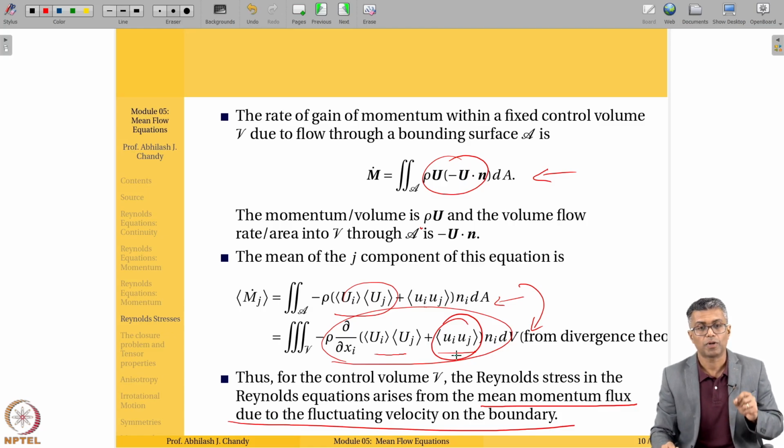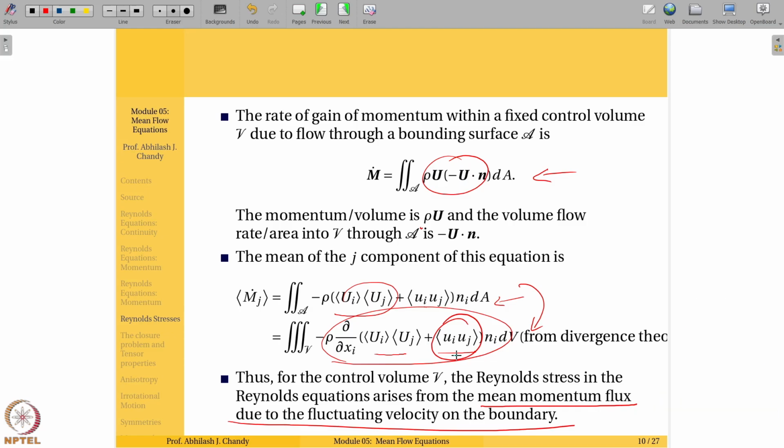So in today's class, what we have done is we derived the Reynolds equations both for continuity and momentum and looked at the physical significance of this additional term that comes about because of the turbulent flow. In the next class, we'll delve deeper into these equations and look at what the closure problem is, what anisotropy is, and what symmetries we have to deal with.